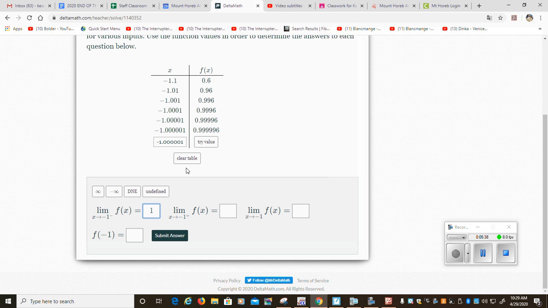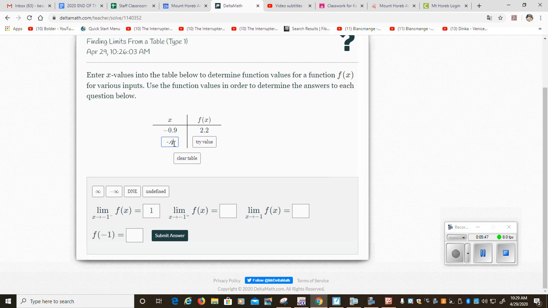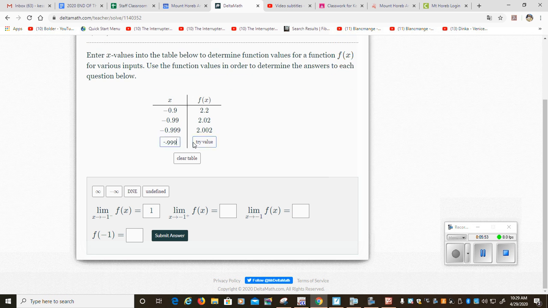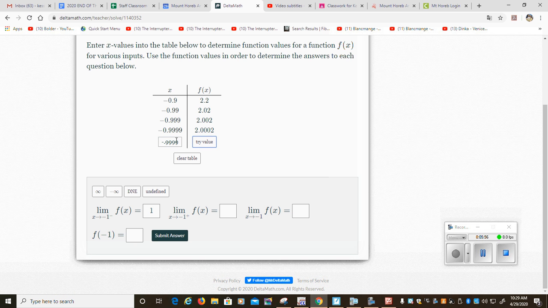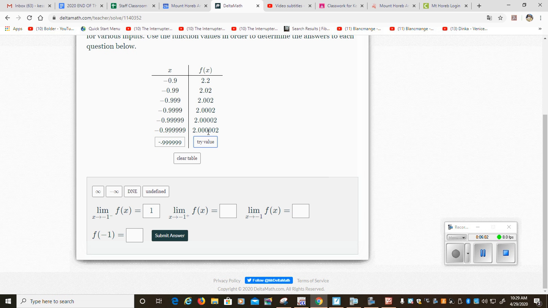Okay. And let's go at it from the other side. Negative 0.9, 99. Well, it's looking like it's converging, but it looks like it's converging to a different number. Yeah, to me that looks like it's getting closer and closer to the value of 2. So, is there a limit at negative 1? I would say it does not exist.